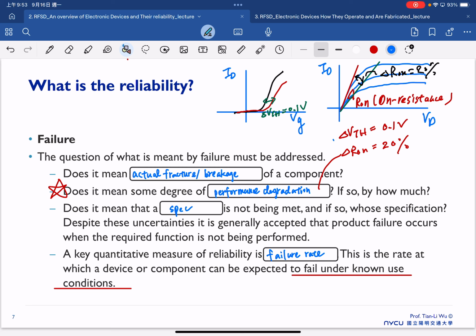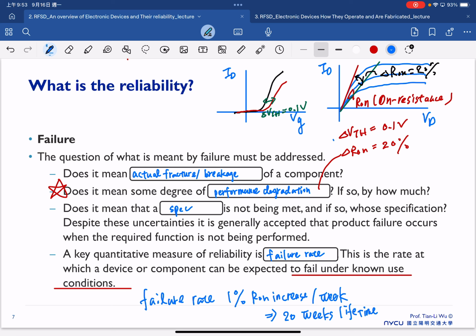For example, if we have a failure rate of a 1% increase per week, but our spec is defined as a 20% value, that means our device right now can have a 20-week lifetime to reach ΔR equal to 20%.